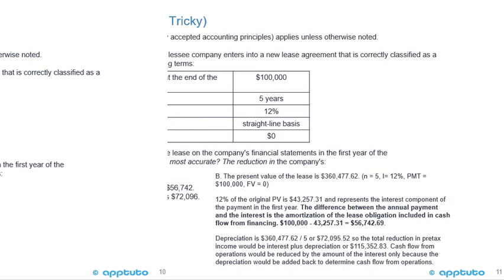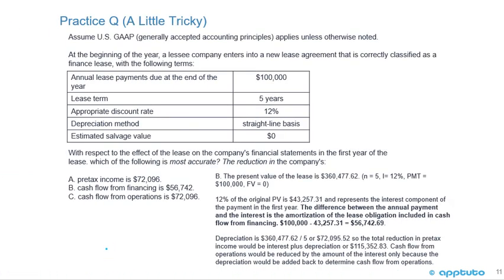$72,096. Okay, a bit of a tough question. We really haven't seen one like this before. And there's a couple of steps that you need to do, so within a 90-second time frame, it's a little bit challenging. But once you've been through it once, as I said, it's not going to be too bad. They're giving you the annual lease payments due at the end of the year, okay? They're not giving you anything with regards to the value of the lease. So we have to calculate the value of the lease, okay?